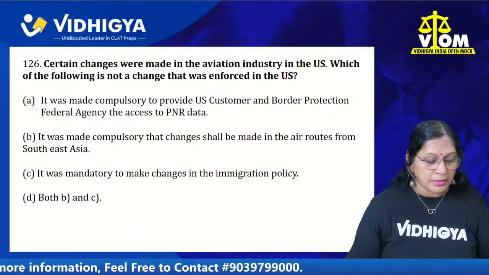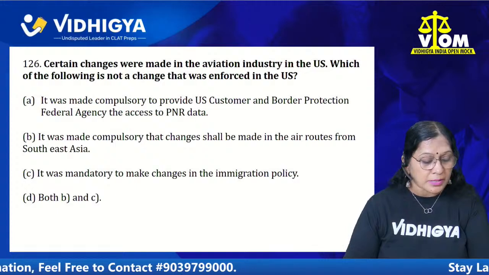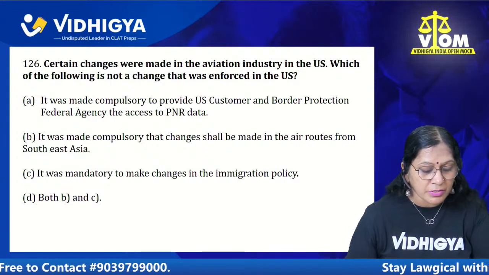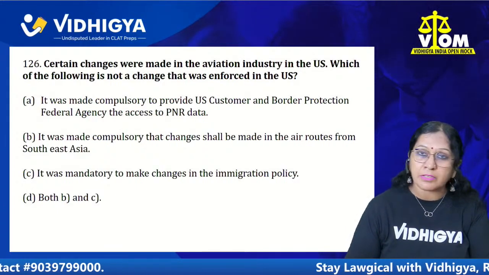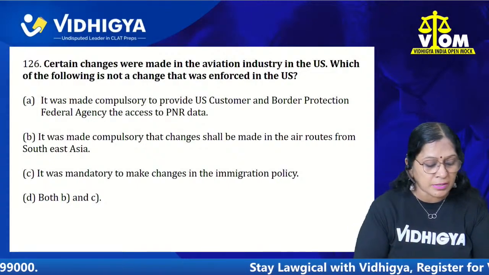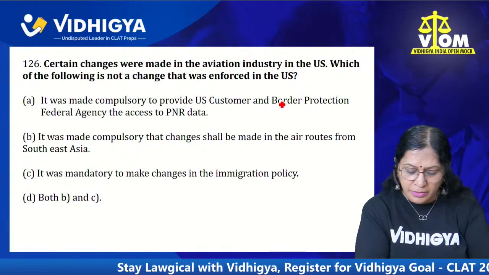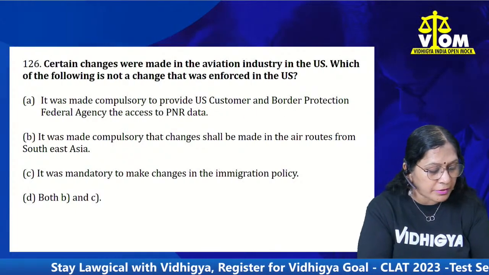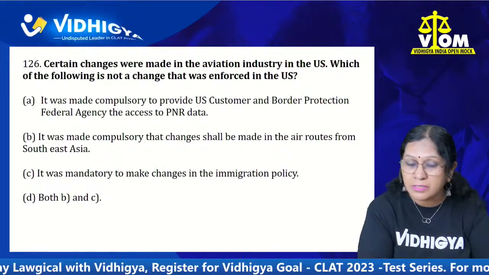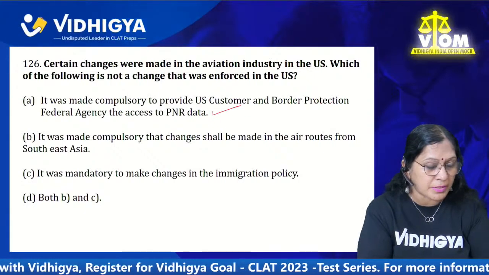So question number 126. Certain changes were made in the aviation industry in the US. Which of the following is not a change that was enforced in the US? Quite an easy question. So it was made compulsory to provide US Customer and Border Protection Federal Agency the access to PNR data. We just read it, no? So it was made compulsory, yes.